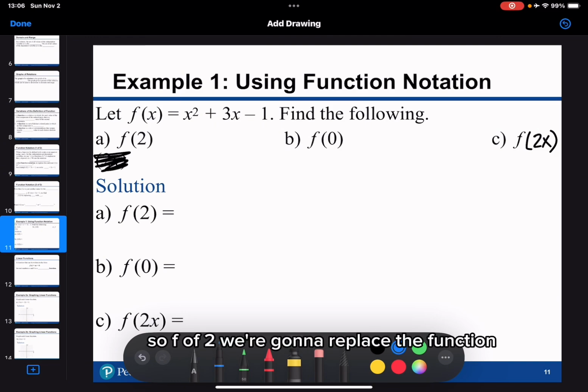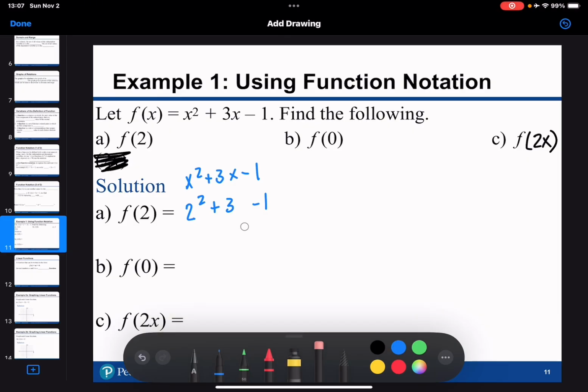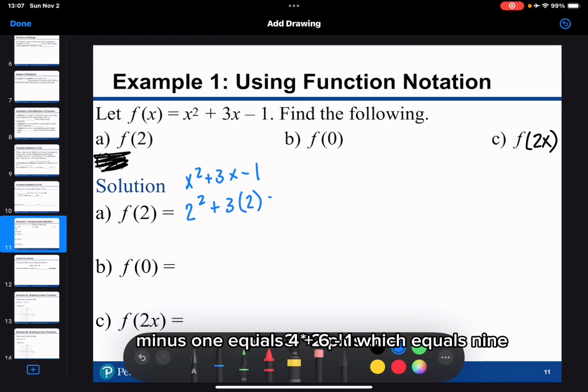So, f of 2, we're going to replace in the function. Remember, the function is x squared plus 3x minus 1. So, everywhere there is an x, we're going to replace that with 2. So, 2 squared plus 3 times 2 minus 1 equals 4 plus 6 minus 1, which equals 9.